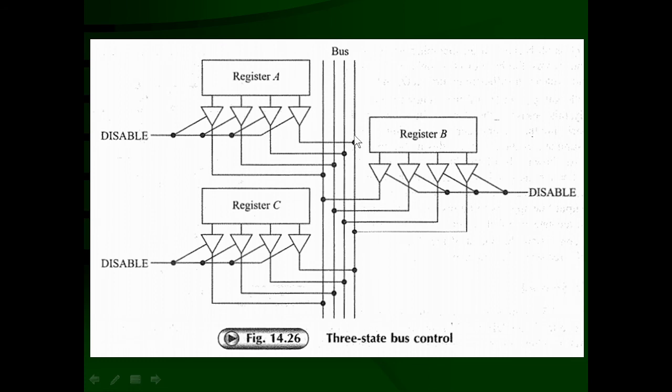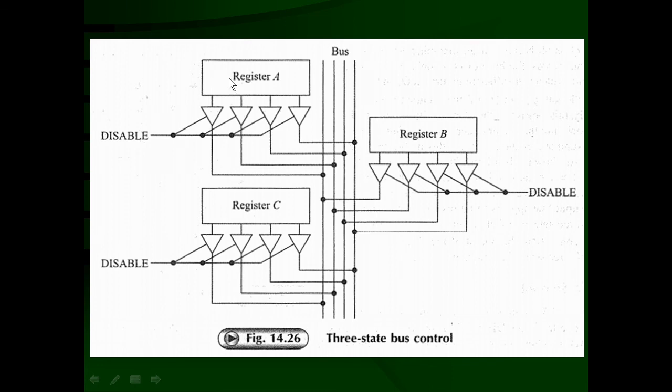This output is connected to this wire. This output is connected to this transmission line. This output is connected to this transmission line, and this output is connected to this transmission line. Because there are 4 outputs, with a 4-bit shift register, only 4 wires are required. Now, all the disable inputs are connected together, and that is the disable input for register A.